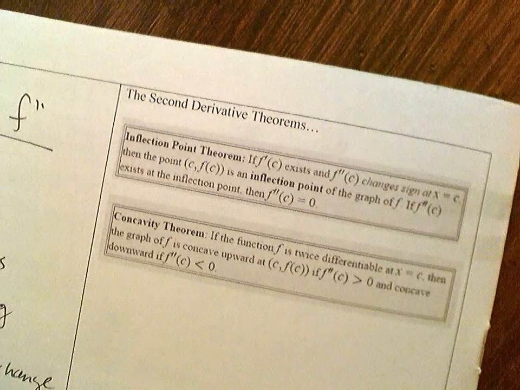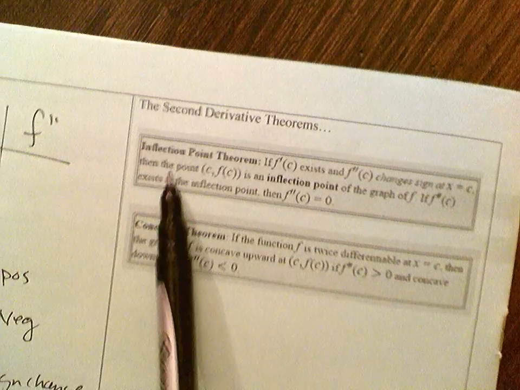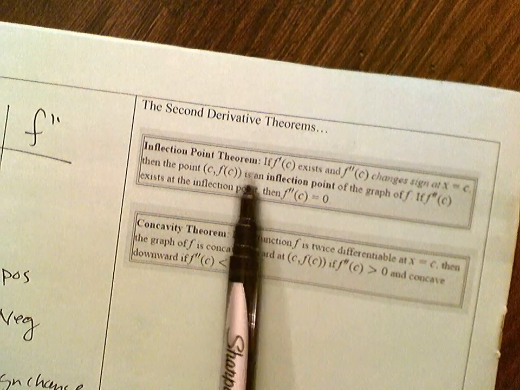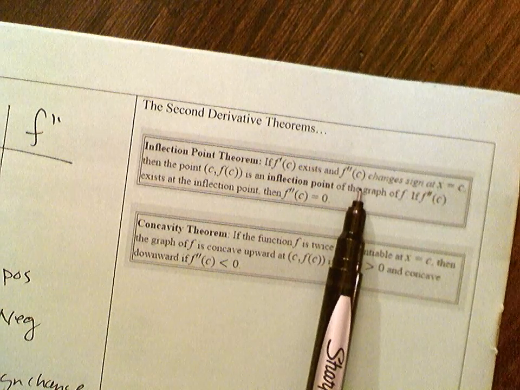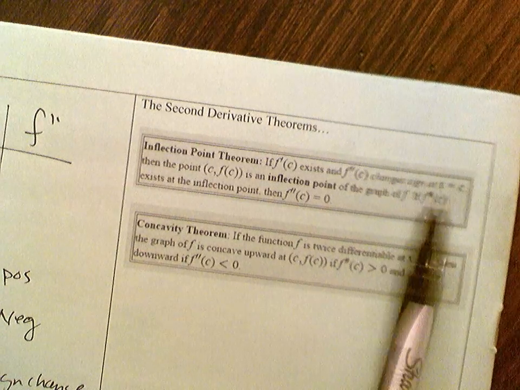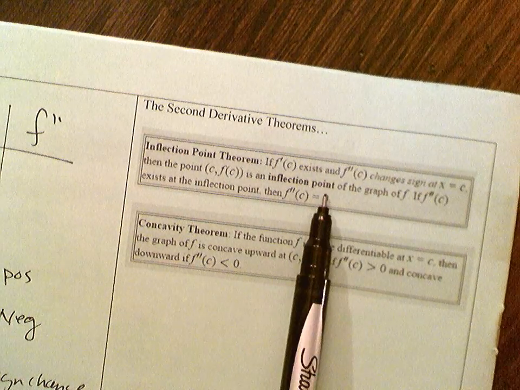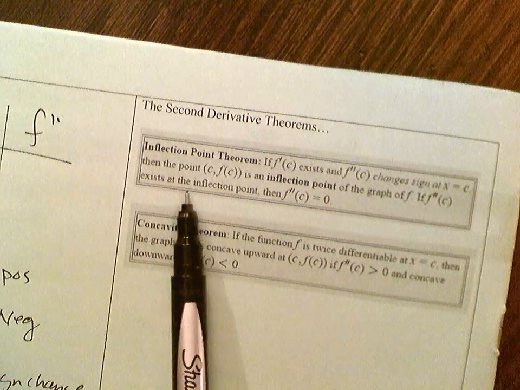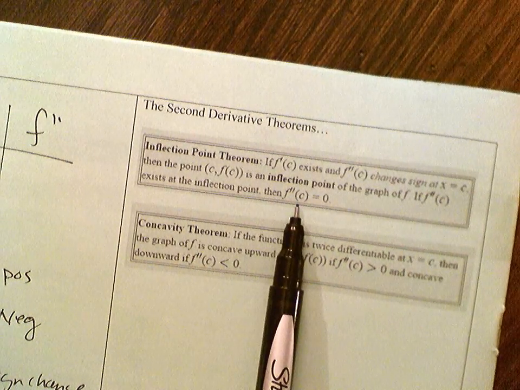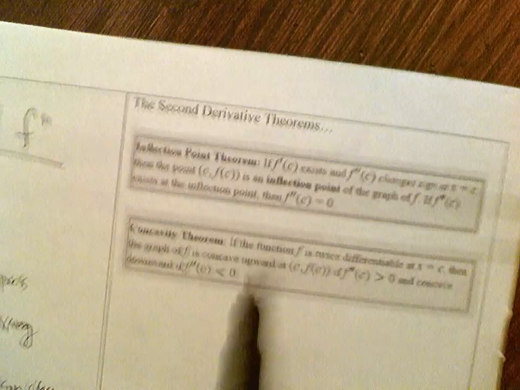Okay, and then here I grabbed these off of a website right down here. So they're just basically another way of saying some things we said over in the chart, but this is called the inflection point theorem. If F prime of C exists and F double prime of C changes sign at x equals C, then the point C comma F of C is an inflection point of the graph of F. And if F double prime of C exists at the inflection point, then F double prime of C equals 0. Okay. All right, so there's that.